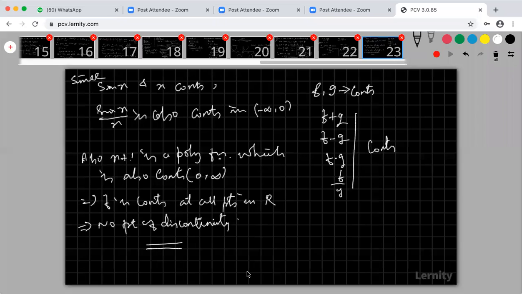Please take that. We'll move to the next slide. Next problem. Are you finished? Come to the next problem.